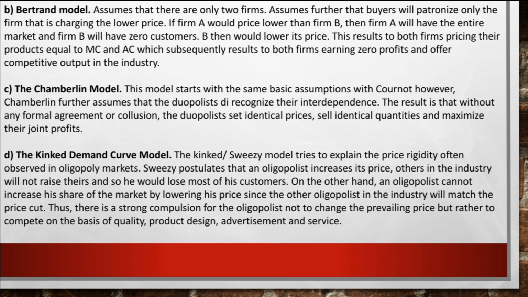And letter C, the Chamberlin model. This model starts with the same basic assumptions as Cournot. However, Chamberlin further assumes that the duopolists recognize their interdependence. The result is that without any formal agreement or collusion, the duopolists set identical prices and identical quantities and maximize their joint profits.